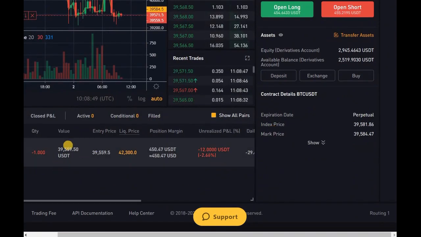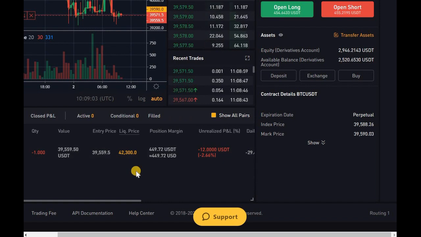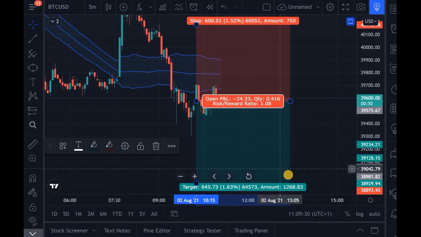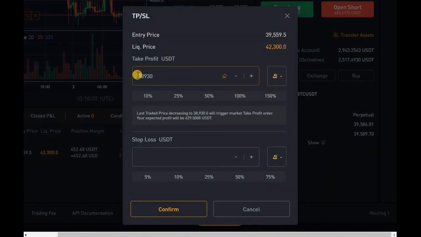Now this is the position I just opened. As you can see, I am already in a bit of red. Right now I would go ahead and place my take profit and my stop loss. I would click on this. Now let's go over to TradingView. My take profit would be at around 38,930. If this trade turns out okay, I would make at around 600 USDT.